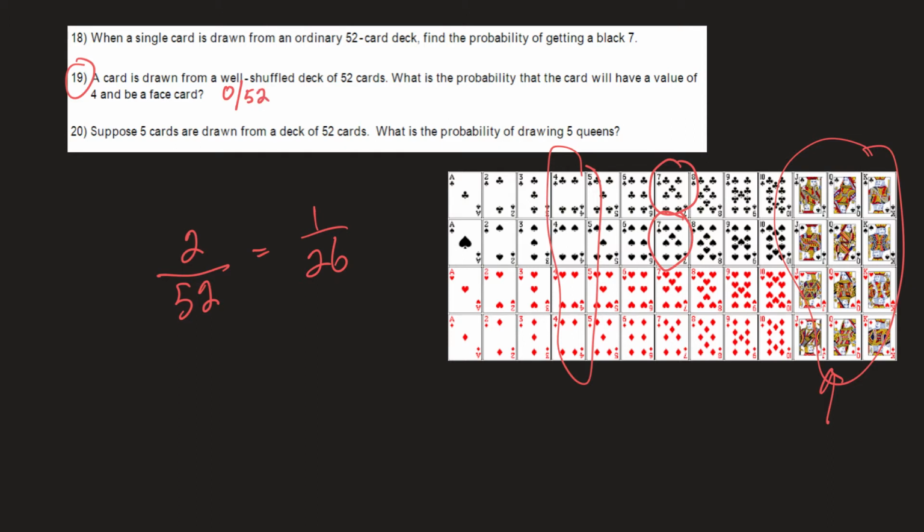Suppose 5 cards are drawn from a deck of 52 cards. What's the probability of drawing 5 queens? Well, here's your queens. There's only 4 of them. And so there's no way you can do that. So that would be 0 out of whatever. It doesn't matter. I guess your probability would just be 0.